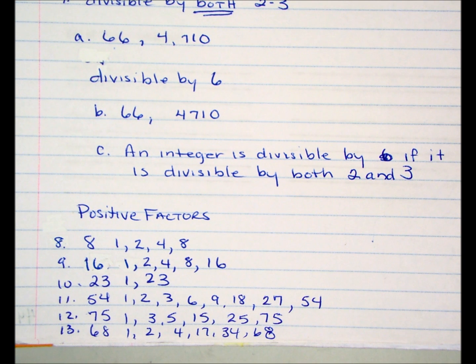The factors for 8 are 1, 2, 4, and 8. 16: 1, 2, 4, 8, and 16. 23 is a prime number, so its only factors are 1 and itself. 54 is 1, 2, 3, 6, 9, 18, 27, and 54. 75 is 1, 3, 5, 15, 25, and 75. And 68 is 1, 2, 4, 17, 34, and 68.